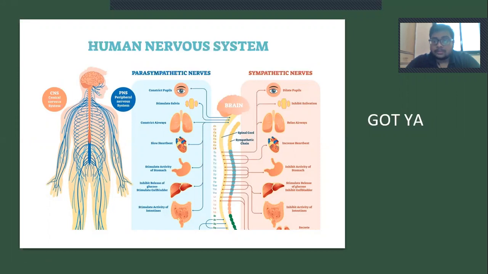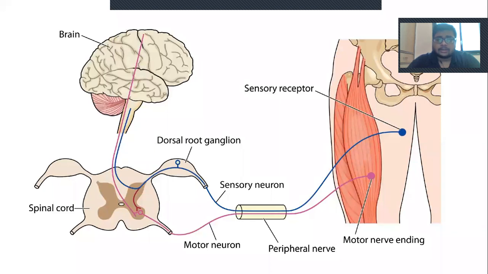It controls each and every function of our body, like breathing, our rate of breathing, then our rate of heartbeat, then stomach activities, liver activities, many others. Each and everything is controlled by the brain through the human nervous system. Okay, so we will be studying this in greater detail.